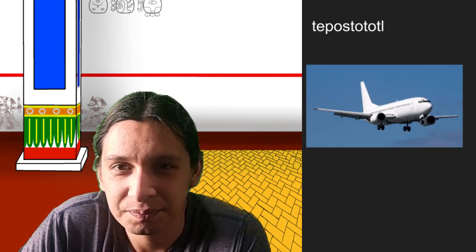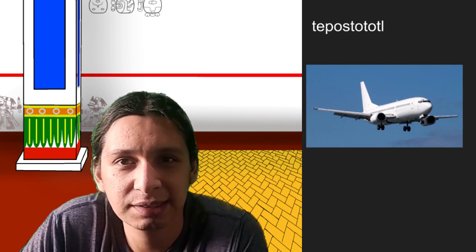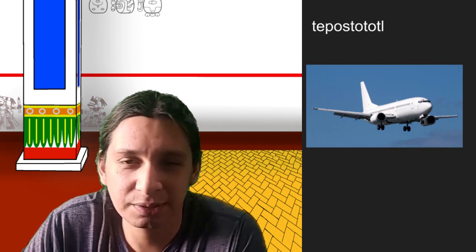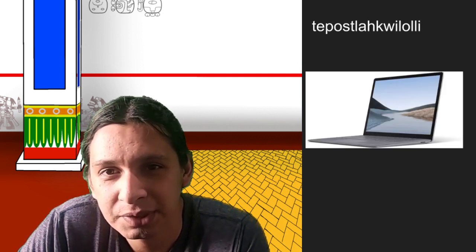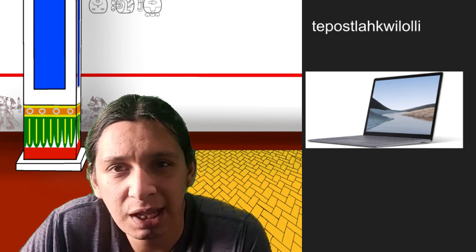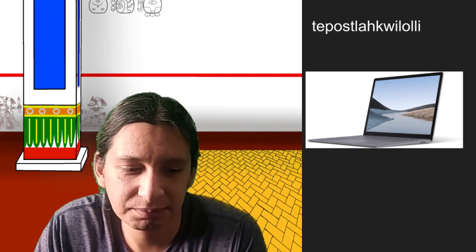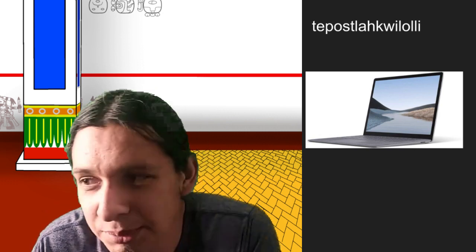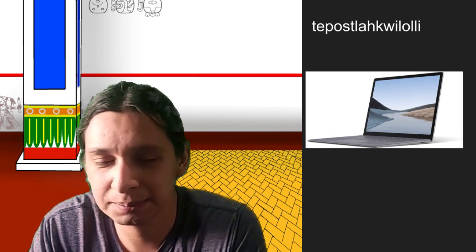Tepostototl. Okay, you can kind of figure out where this word comes from. What are the two parts it has? Tepostli and tototl. Tepostototl. Tepostlahquiloli. Tlahquiloli is something written, something that you write. So tepostlahquiloli would be any kind of metal thing you use to write with. For example, a computer keyboard, a typewriter. These would all be tepostlahquiloli.